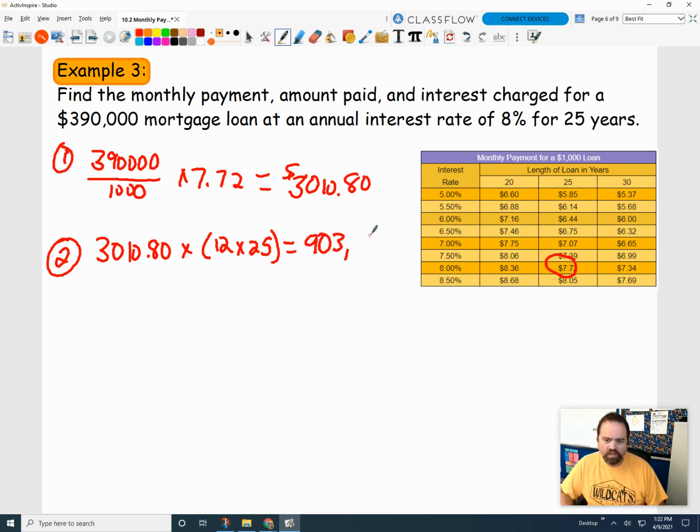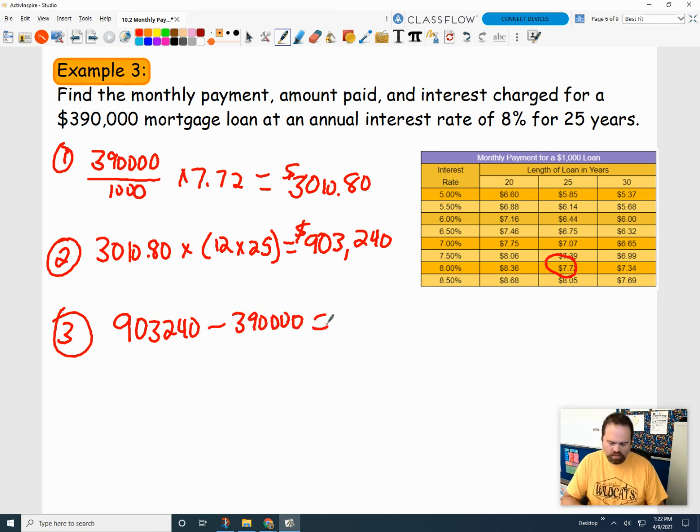$903,240. So then the last part, I'm going to take what they paid back, 903,240, and subtract what they borrowed, 390,000. 903,240 minus 390,000. They paid back a little over $500,000 in interest, plus what they actually borrowed. Okay, it's similar to what we've done before. Okay, give it a shot.